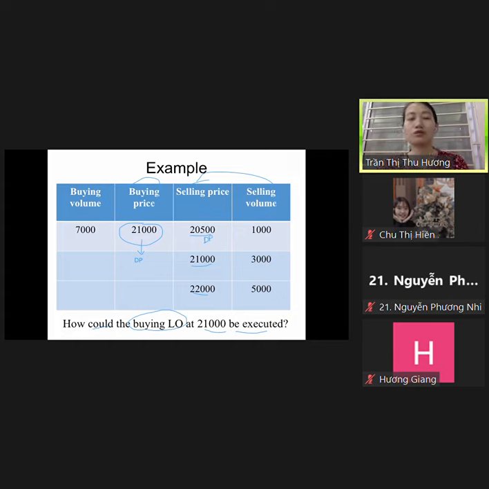Now we can work through this example. How could the buying limited order at 21,000 dong be executed? The determined price in this order is 21,000 dong and it is a buying LO. What does it mean?